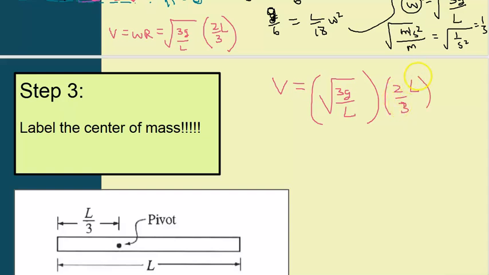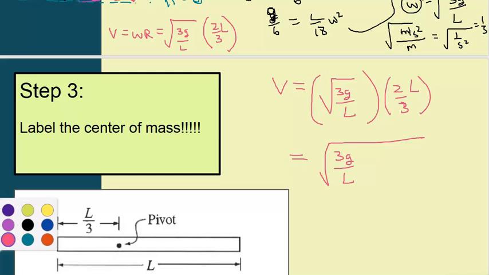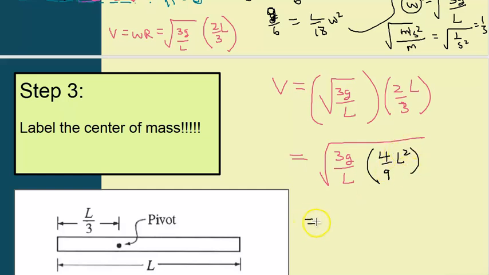I will try to find out whether the AP cares or not, but this is really bad form, I think. So you want to bring this inside the square root. To bring it inside the square root, you've got to square it. So that's 4/9 L squared. And then you can see things are going to clean up. It just cleans things up a lot.